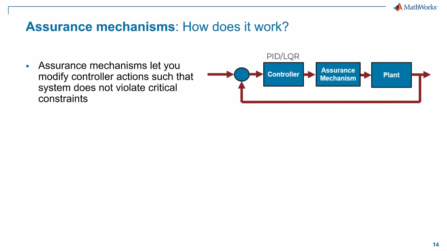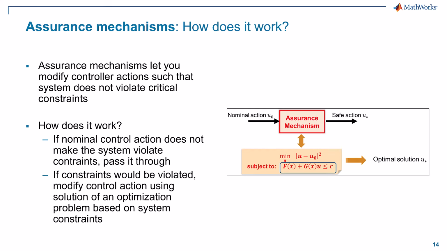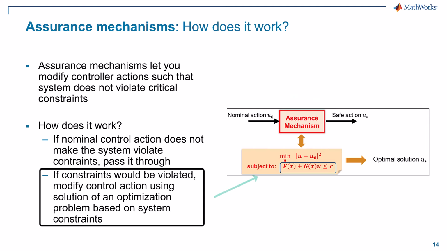As you can see from the control system architecture here, the assurance mechanism sits between your controller and the plant. It helps post-process control actions to ensure that the system does not violate critical constraints due to the nominal controller's output. So, how does it work? At each sample time, the assurance mechanism evaluates the nominal control action. If it deems the control action will not make the system violate critical constraints, it passes it through unchanged. If not, it solves an optimization problem to find the closest valid action that does not violate system constraints.